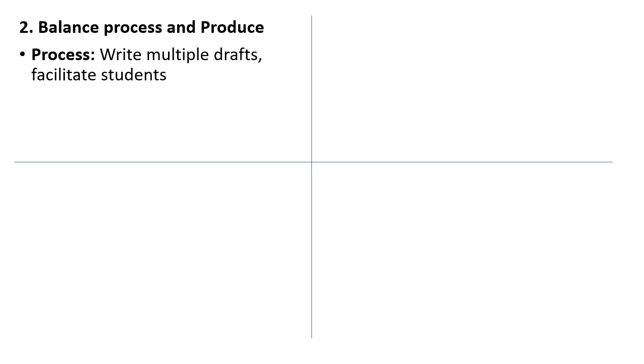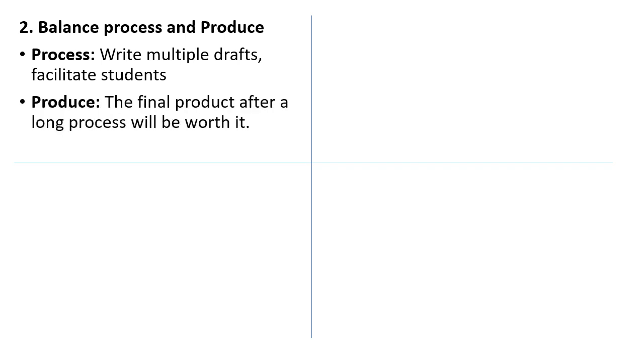So be sure to lead students through the process of putting their writing together. Brainstorming, outlining, revising, drafting, right? And then the ultimate goal is the product of that writing. So let students know that after going through a long process of outlining, brainstorming, drafting, the final product will be worth it. So create a balance between the process of writing and making sure that you and all of your students know ultimately we want the final product to be worth it.